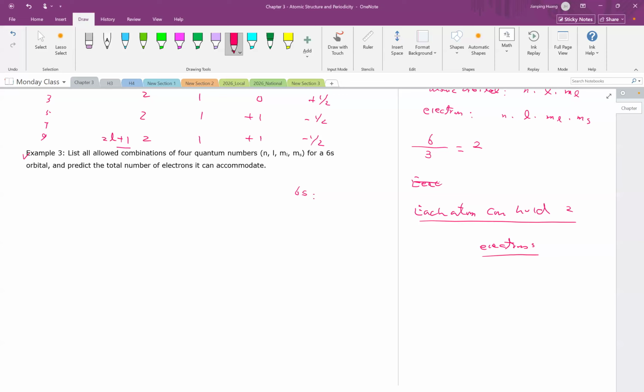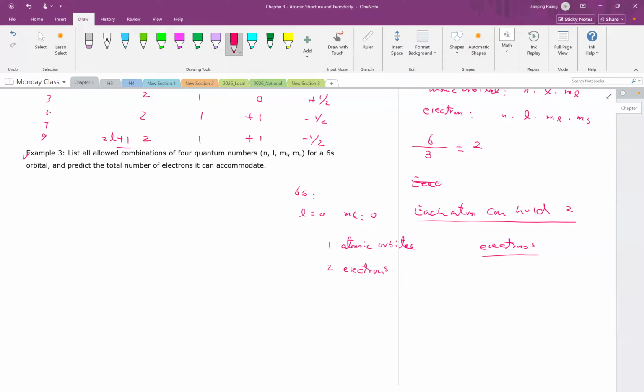6s, how many orbitals? How many? 6s, 2 orbitals or 1? L equals 0, ML equals 0. It is 1 atomic orbital. It's only 1, okay? Only have 1. How many electrons can hold? 2 electrons. 2 electrons. Okay, very good.